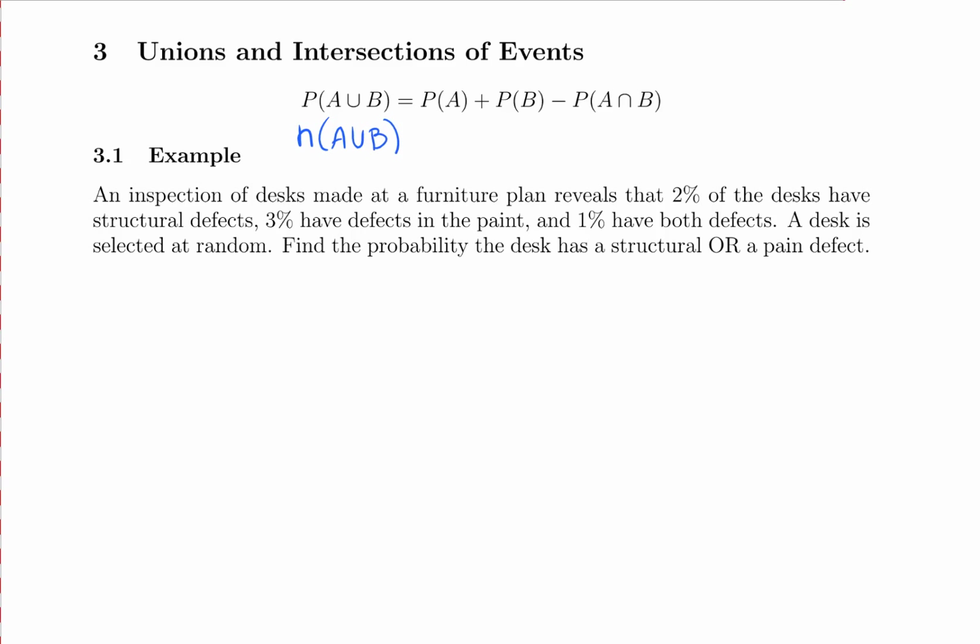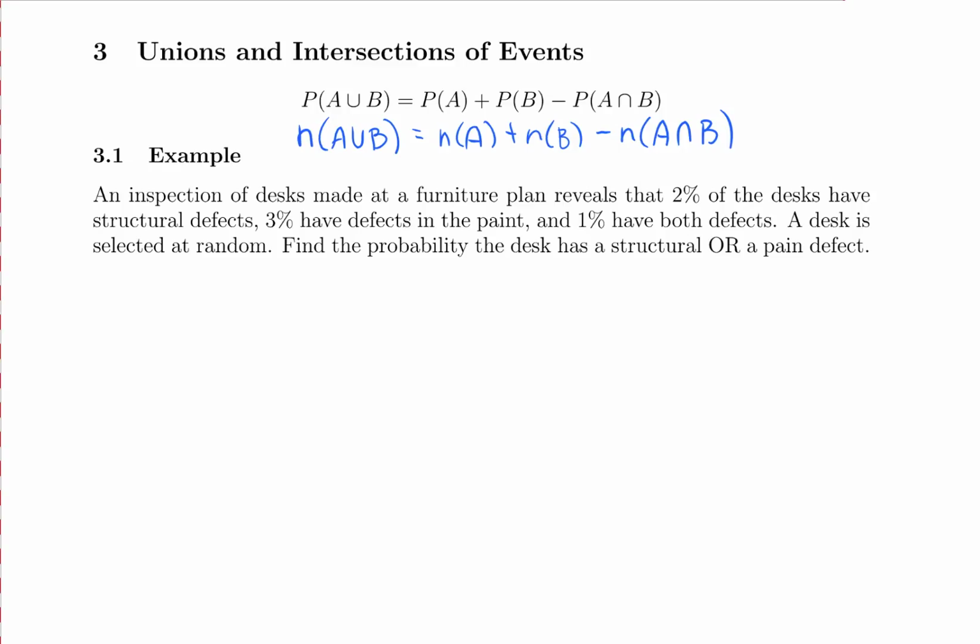This should look kind of familiar because when we looked at the size of sets, we saw that the size of A union B was going to equal the size of A plus the size of B minus the size of A intersect B. And that's exactly why we have the formula that we do for probability. Probability is just the size of a certain set out of the size of the sample space, and so the probabilities are going to follow the same thing.